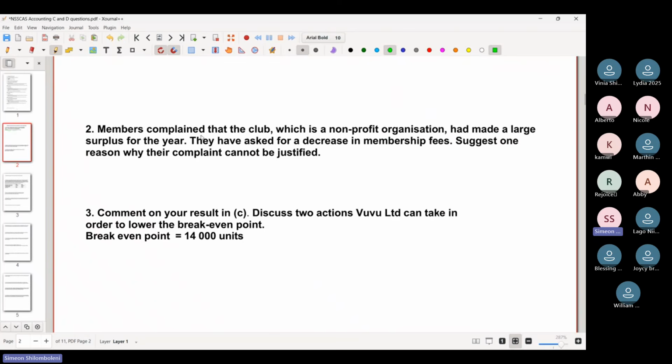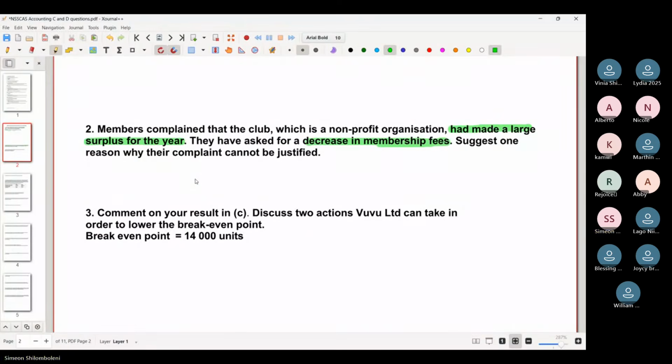Members complained that the club, which is a non-profit making organization, made a large surplus for the year. So members are saying we made a lot of money last year. Can you please decrease our membership fee? Suggest one reason why that membership fee cannot be entertained.